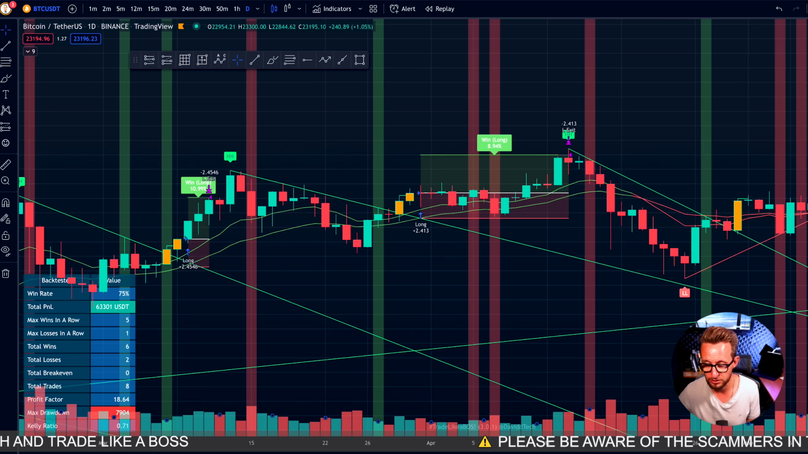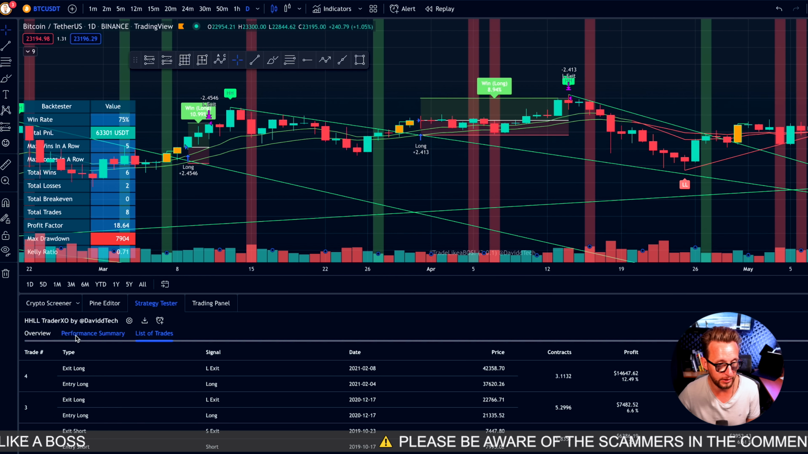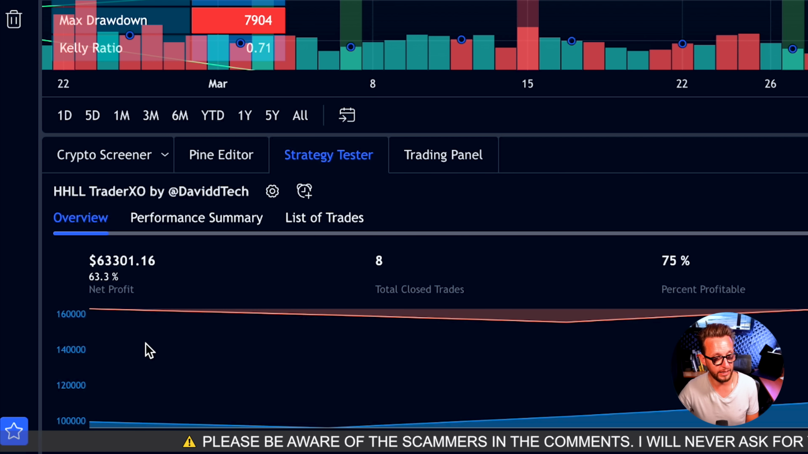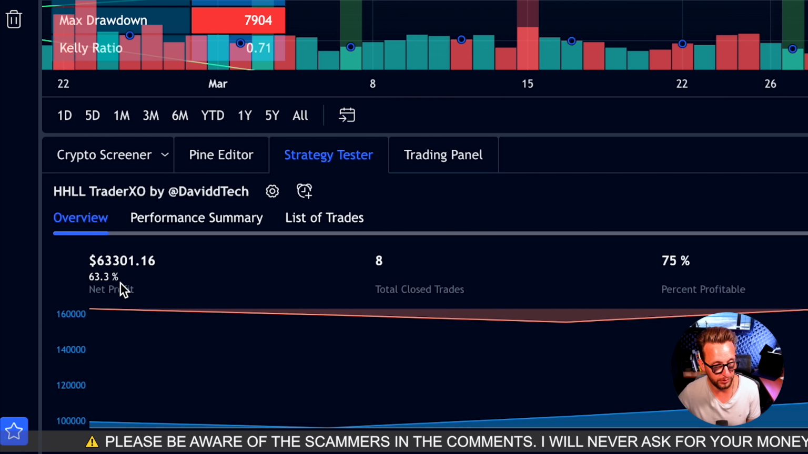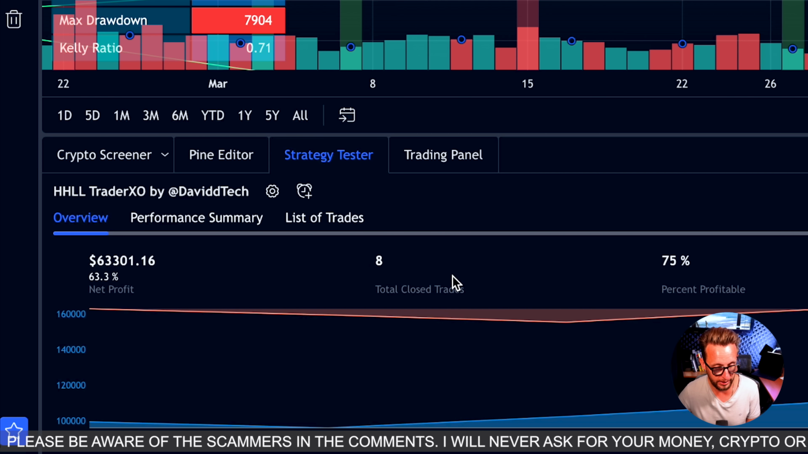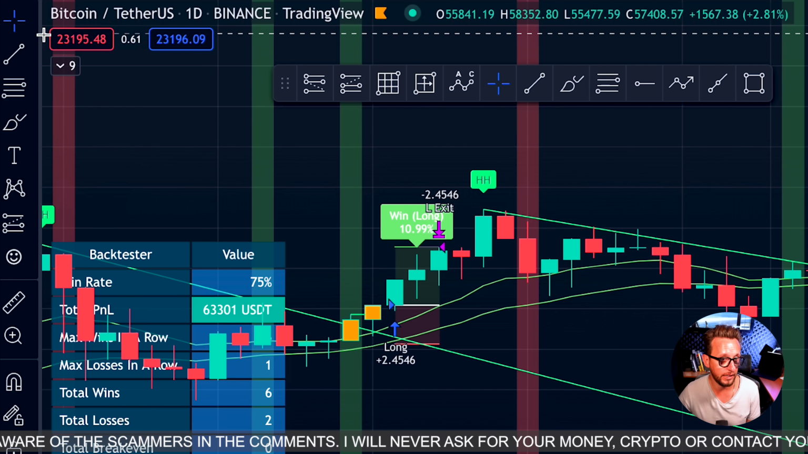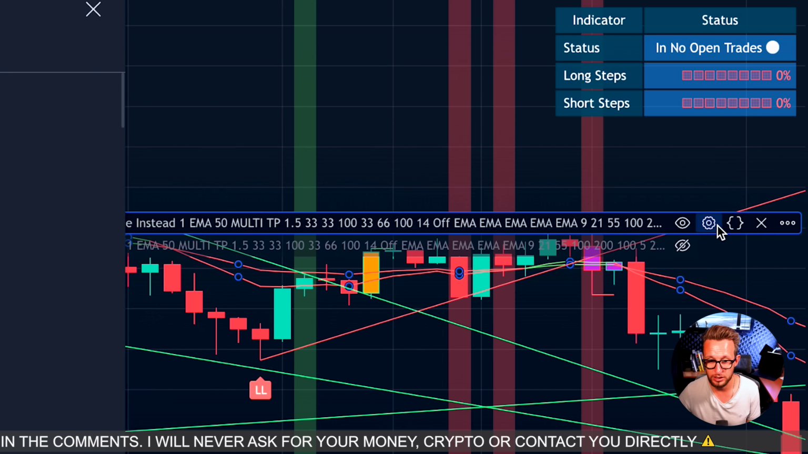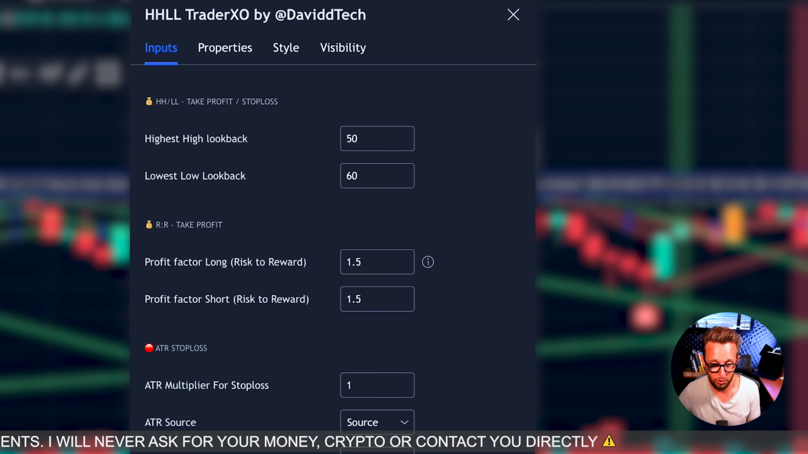Let's have a look at some of the backtest results. You can actually see them there anyway, but let's go and have a look. Okay, so the backtesting results are in, and we have a 63% net profit with 8 trades. 8 was as far as I could get it. If you took off some of the settings, unfortunately, it doesn't give you many more results.